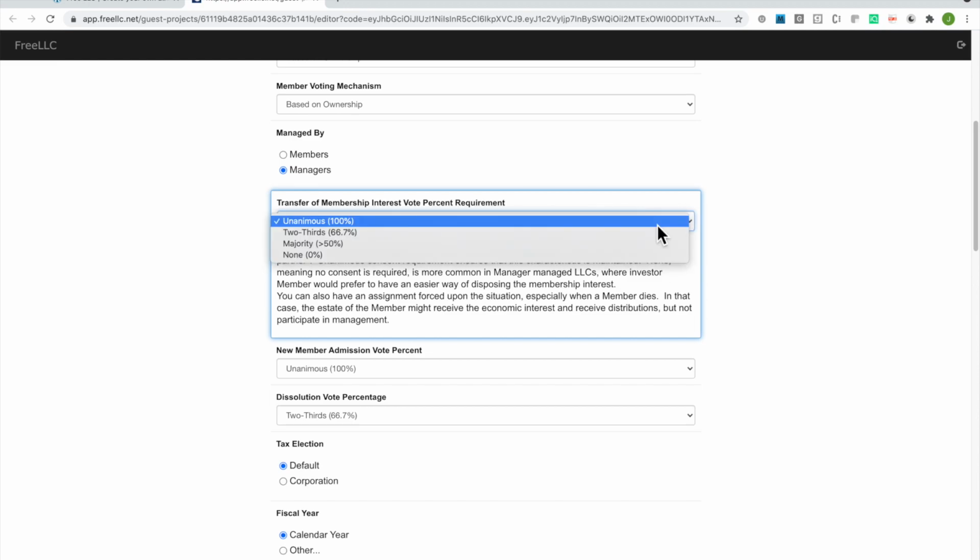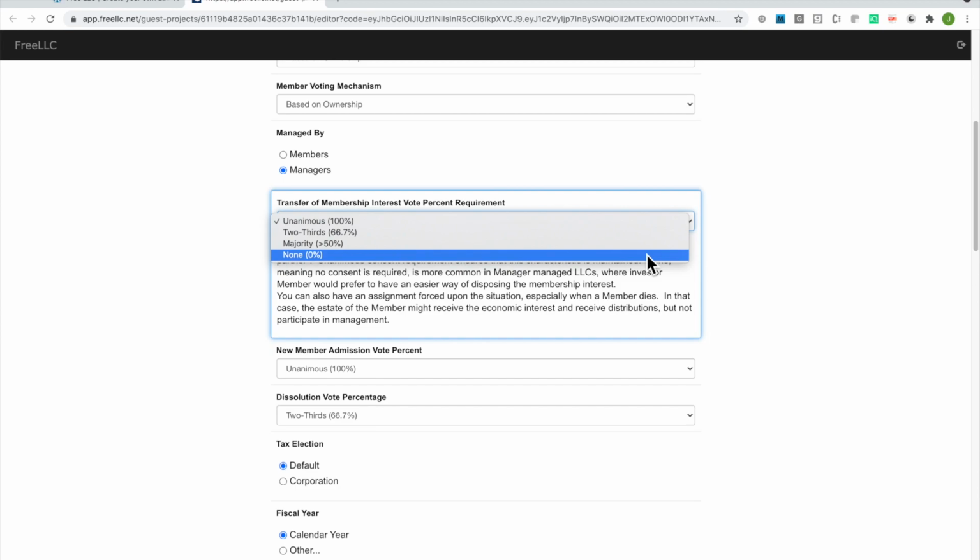But as organizations become larger, it becomes harder to maintain that. So one thing to note is that if you have a manager-managed LLC with members who are mostly just investors, they might actually want to be able to transfer their membership without any consent, and that's why you have this interesting option here, which is none.